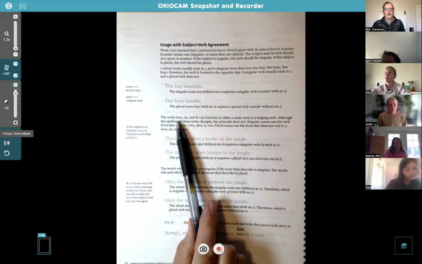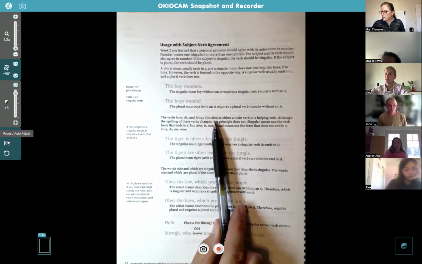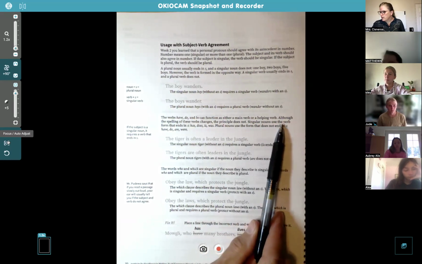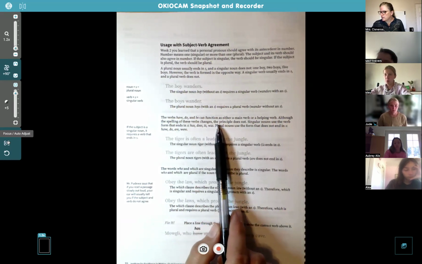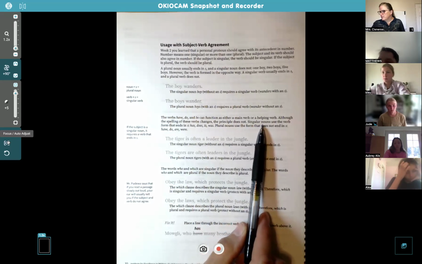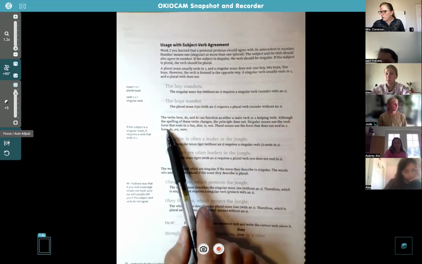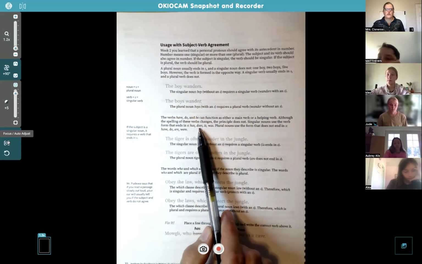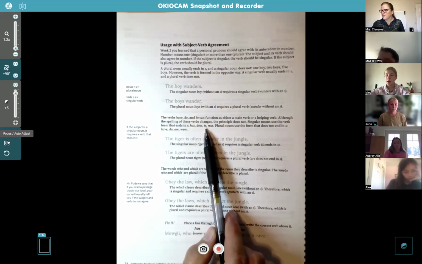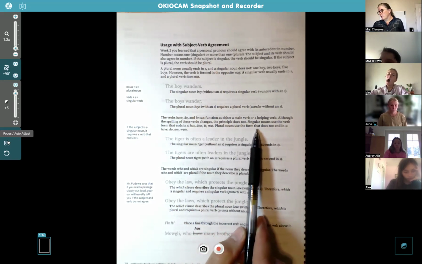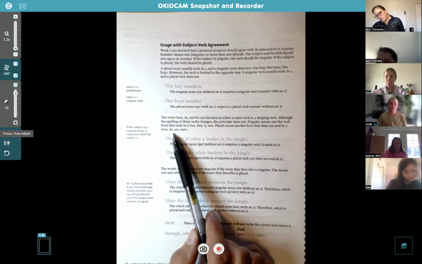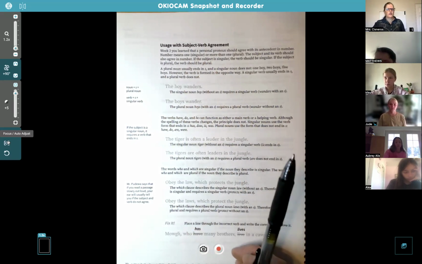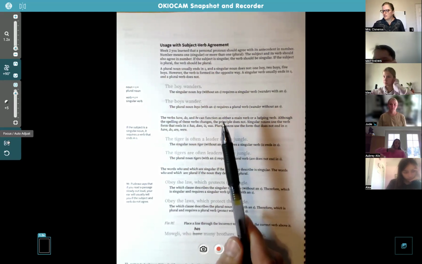Then we've got the verbs have, do, and be. They can function as either a main verb or a helping verb. Although the spelling of these verbs changes, the principle does not. Singular nouns use the verb form that ends in S: has, does, is, was. So it even works for those verbs. When the noun is singular, the verbs end in S. Plural nouns use the form that does not end in S: have, do, are, were. So it's just a little rule to keep in mind as you're looking at these sentences.